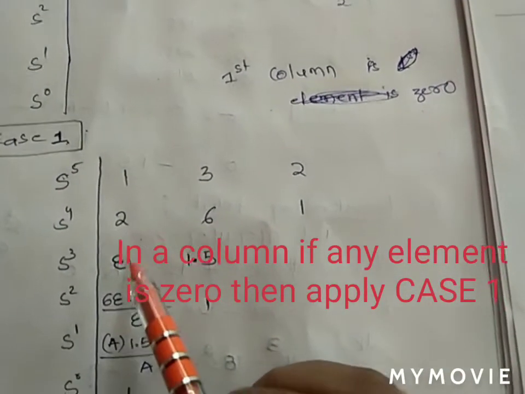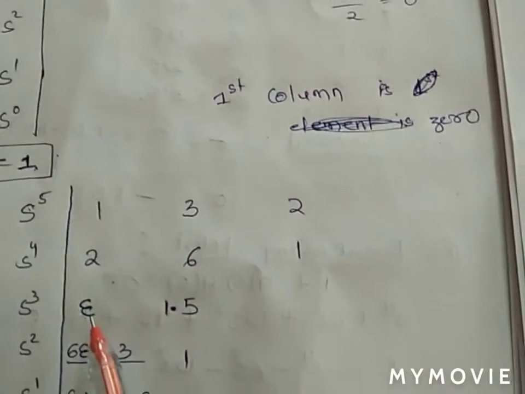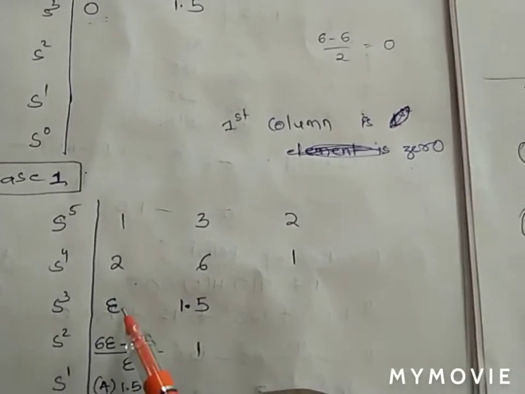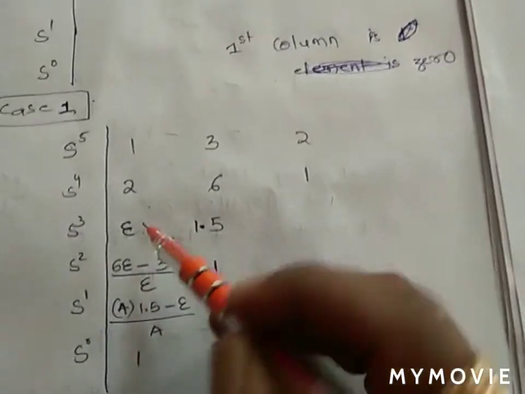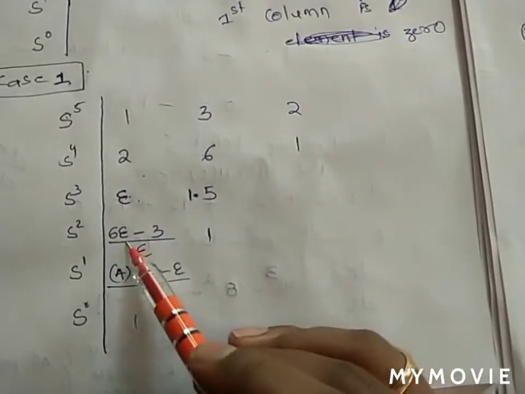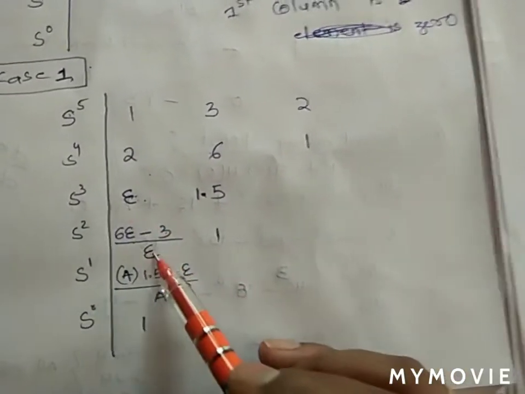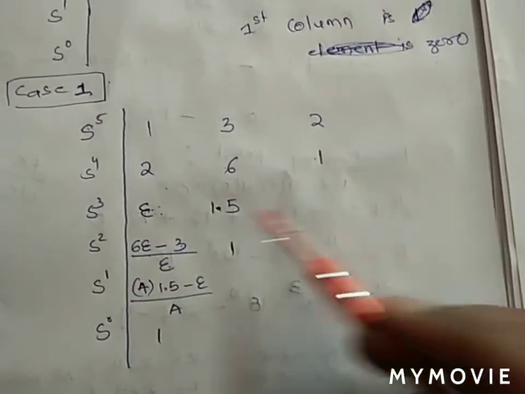So what is this case 1? Instead of 0 we will write epsilon, e. Okay, then again we will solve the problem. See, instead of 0 I wrote epsilon here. Then I will solve the next part: 6e minus 3 divided by e, then e into 1 minus 0 divided by e, you will get 1.